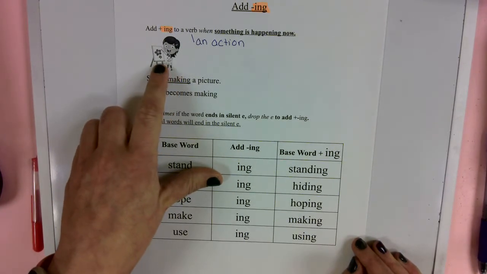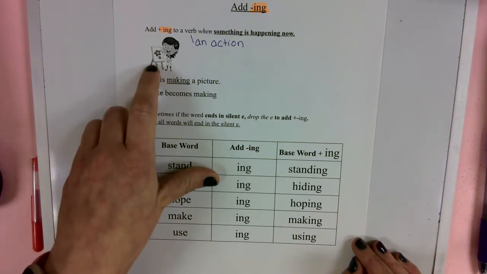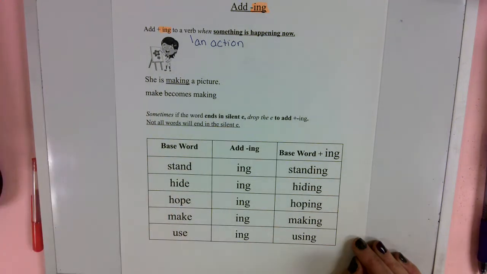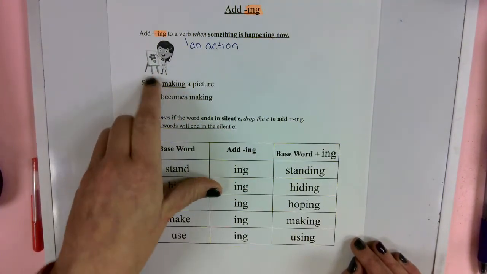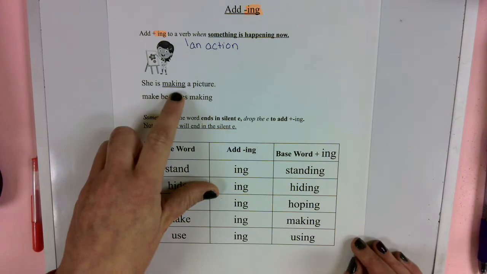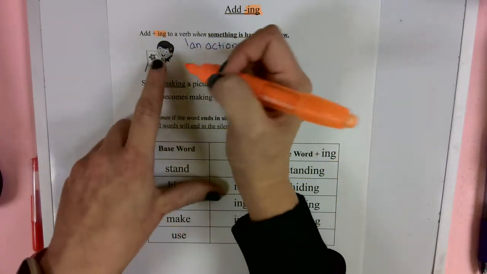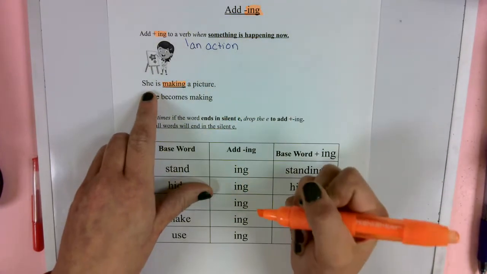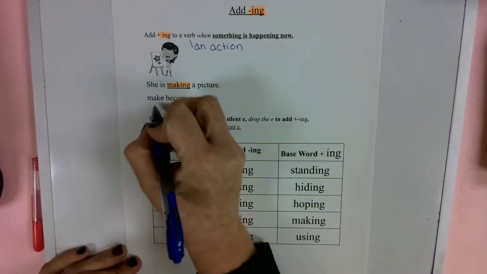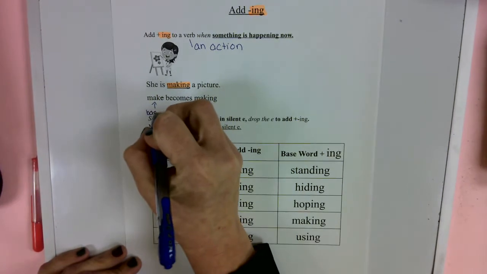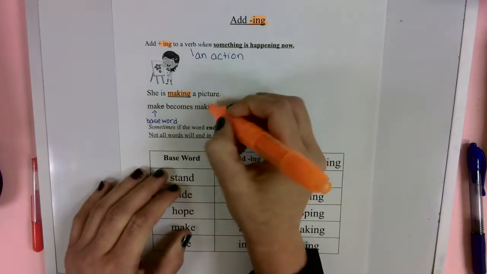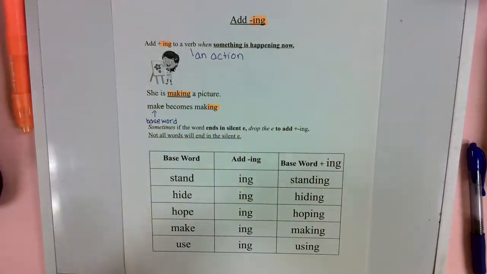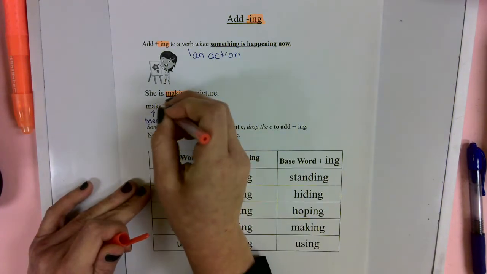So let's look at this picture. It's a girl, she has her easel, and she's drawing a picture. And as you heard, I said drawing. So drawing had the ing at the end. So it's happening right now as I explain it. So she is making a picture. So she's creating, making. Now, your base word was make, which then becomes making by adding that ing, but we took out the e.